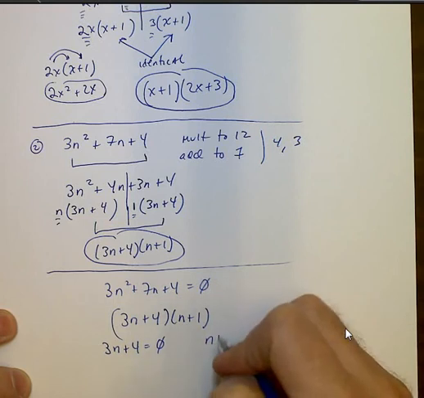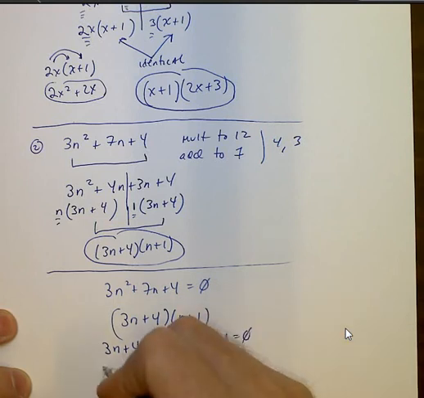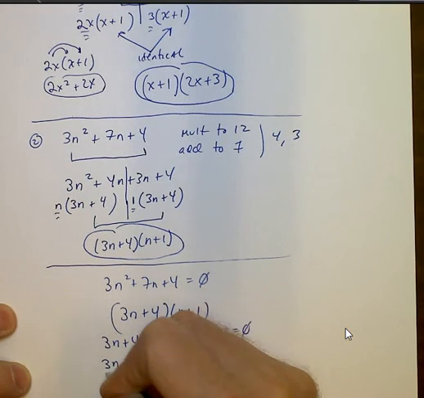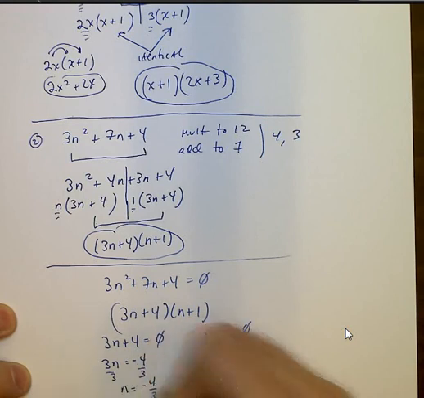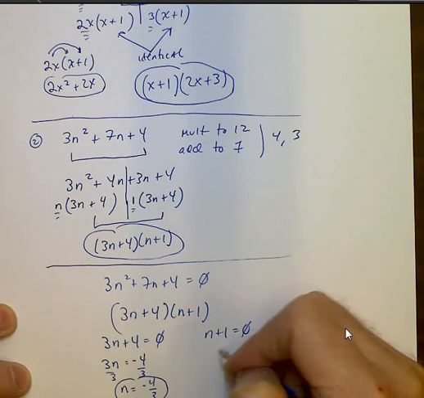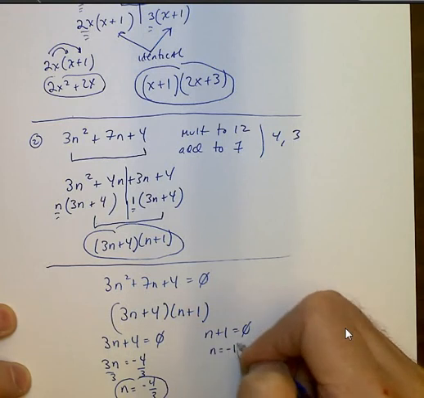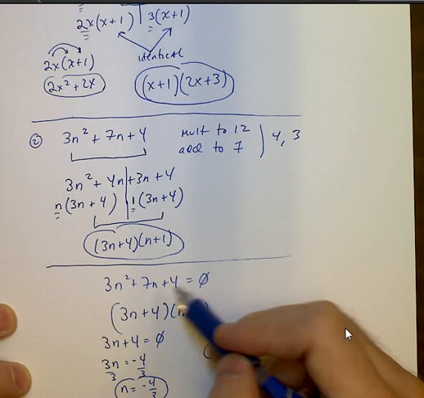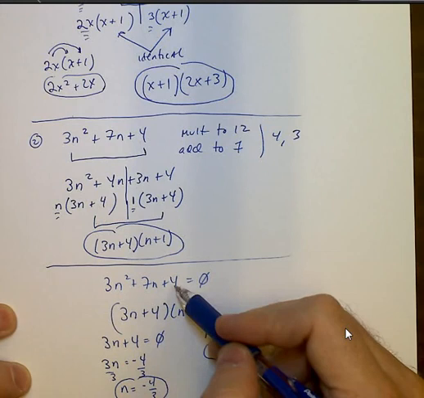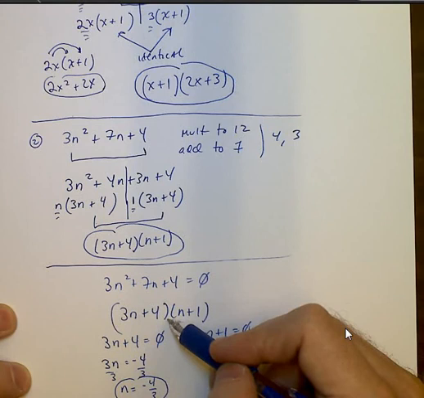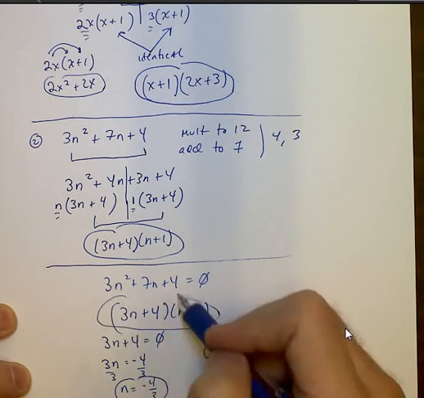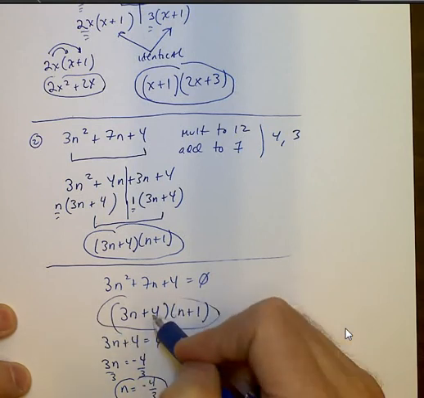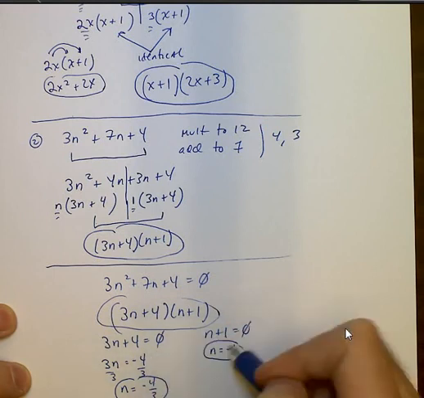When I solve for n here, I get 3n equals negative 4, divide by 3, and I get n equals negative 4 over 3. On this one, when I said n plus 1 equal to 0, I get n equals negative 1. So on this problem, if it was simply factor, there's your answer, right here. If it was solve, don't stop here. Set each of these parentheses individually equal to 0, solve for n, and circle your two values of that.